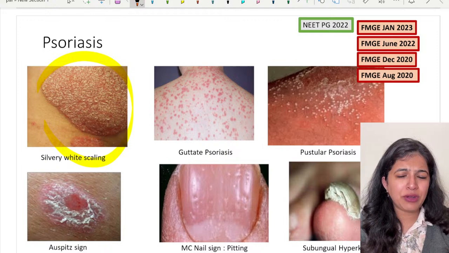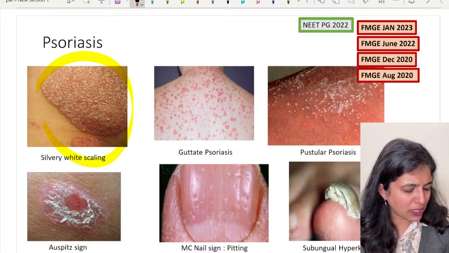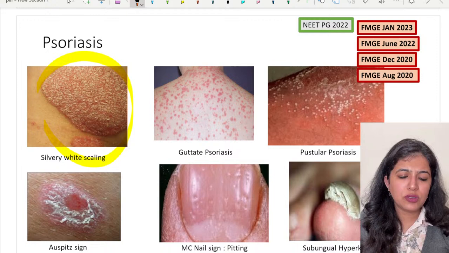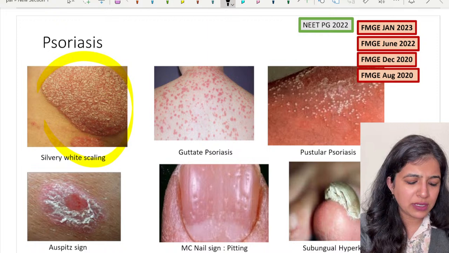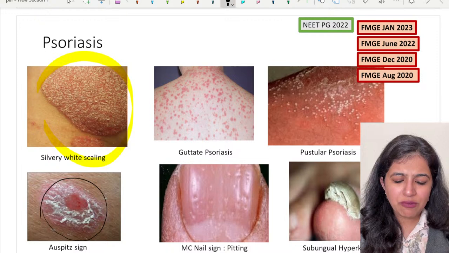What is the sign that we see positive in psoriasis? Auspitz sign. So this is an image of Auspitz sign. What you see? A psoriatic lesion with pinpoint bleeding in the center. This is Auspitz sign. Then we have guttate psoriasis.